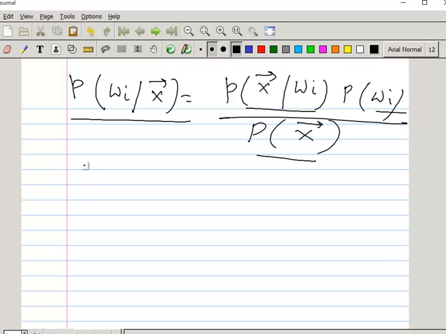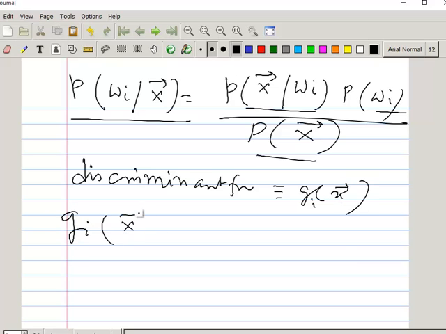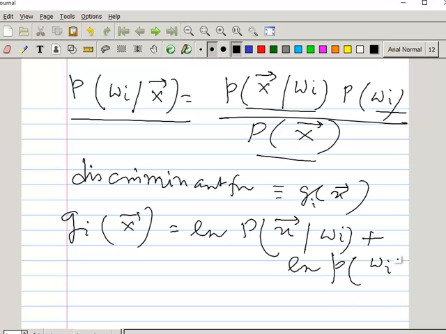Now one more thing, we have something called discriminant function, which is g i of x vector. So basically discriminant function g i of x will be calculated as log of p of x vector given wi plus log of p of wi. Okay, so from this particular formula we can calculate.